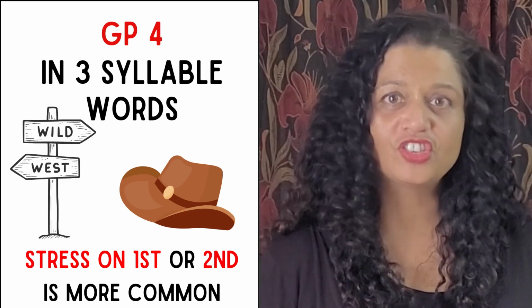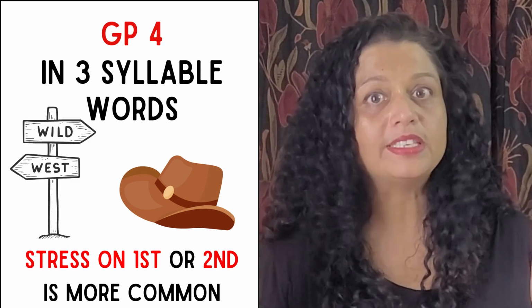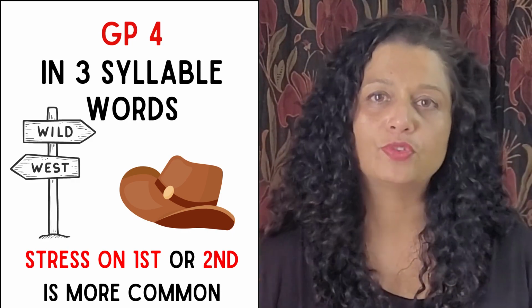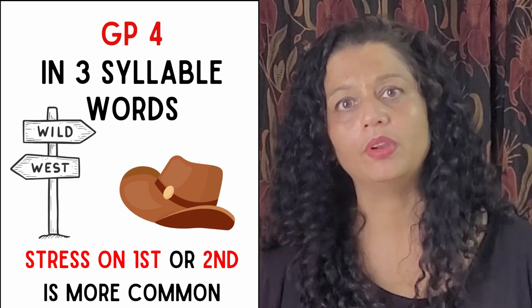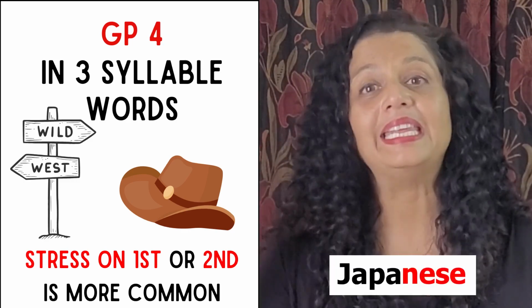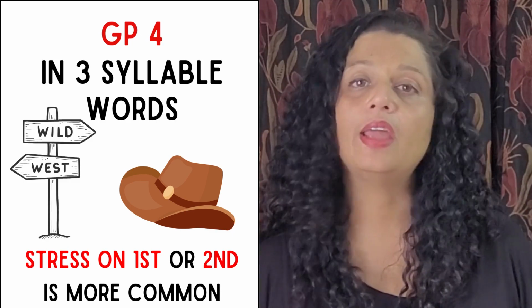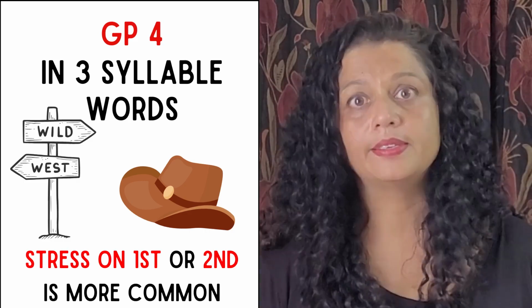Guiding principle number 4. In 3-syllable words, the stress could be in any of the syllables. It's the wild, wild west of words. However, typically in English, syllable stress on the third syllable in a 3-syllable word is not very common. So it's more likely to be the first or second syllable. But I did give you an example where the stress is on the third syllable, a word like Japanese. Okay, there the stress is on the last syllable. But typically, it will either be the first or the second syllable.